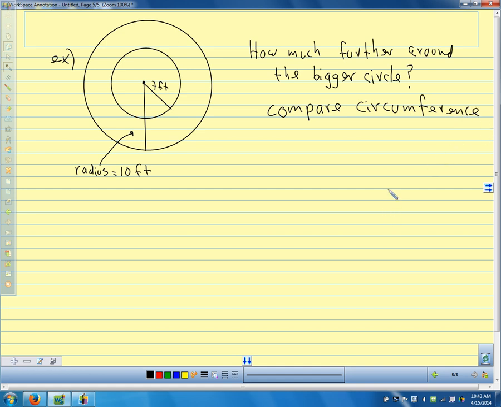So let's find the circumference of the bigger circle. How do we find the circumference of this big circle? What's our formula? 2 pi r, and r is 10. So 2 pi times 10.